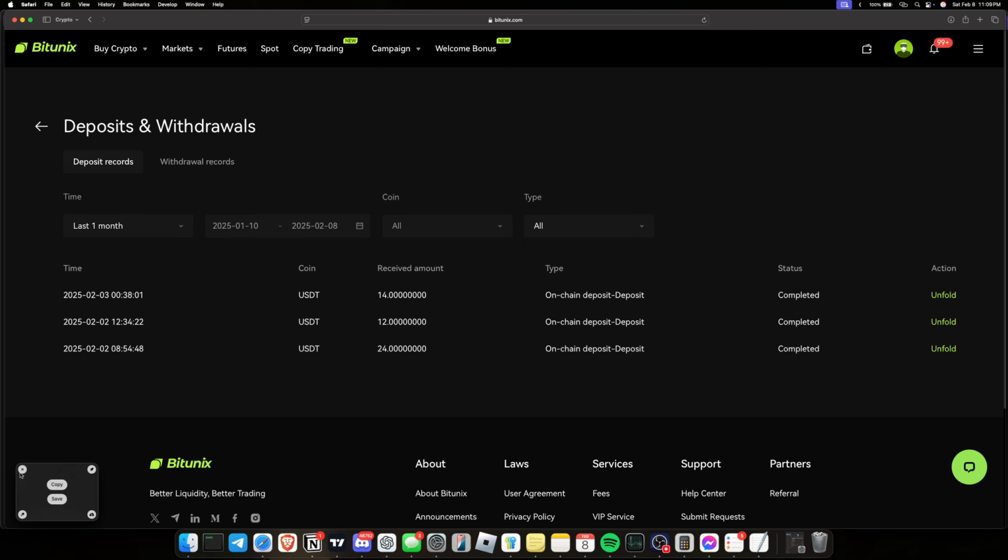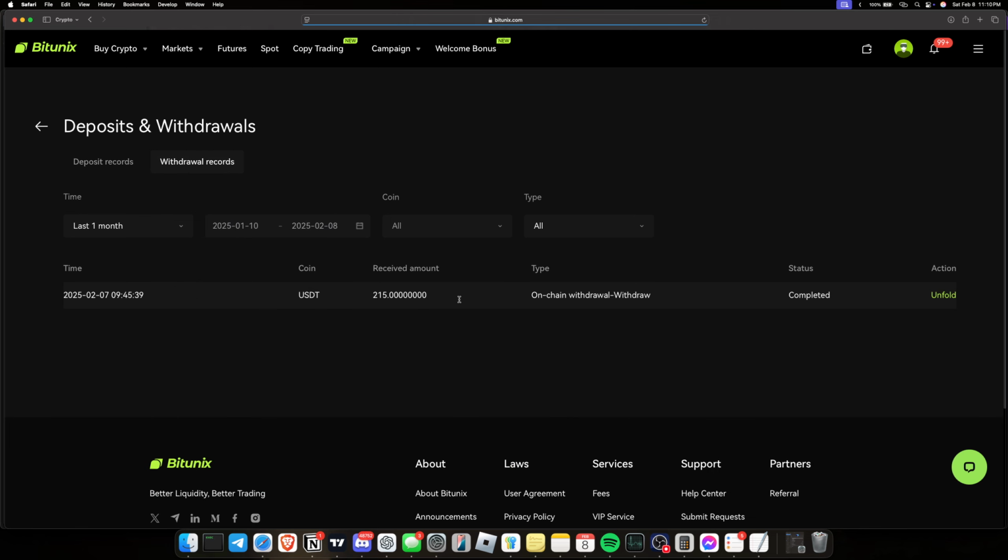Okay, let me just take this out. Now, you can see that's all my deposit. We can do the last 3 months. You can see nothing. Let me refresh the page real quick. Right, last 3 months. Now you can see the withdrawal records, the on-chain withdrawals, last 3 months: no withdrawal at all. I don't know how far I can go back, but yeah.